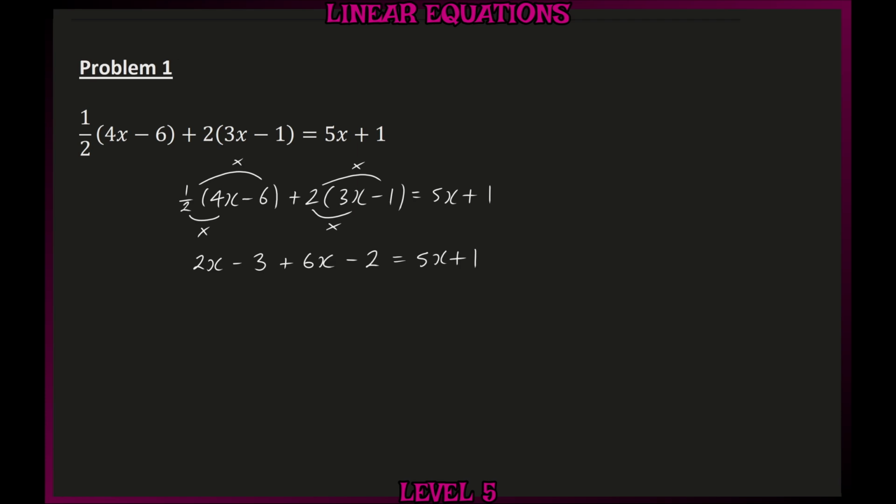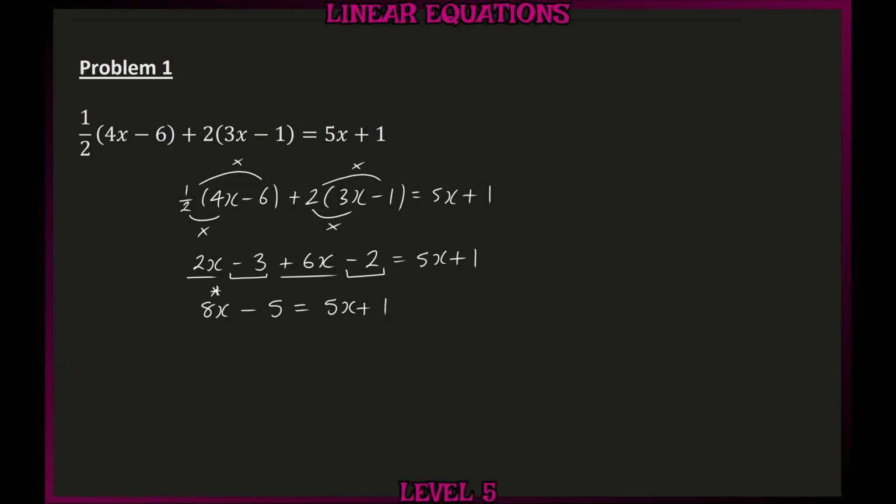Now staying on the left, we can simplify by collecting like terms. So we can take 2x and add 6x to give us 8x, then minus 3 minus 2 gives us minus 5, and on the right, we still have 5x plus 1. Now since we have unknowns on both sides, we're going to keep them on the side where we start with the most, and that's on the left.